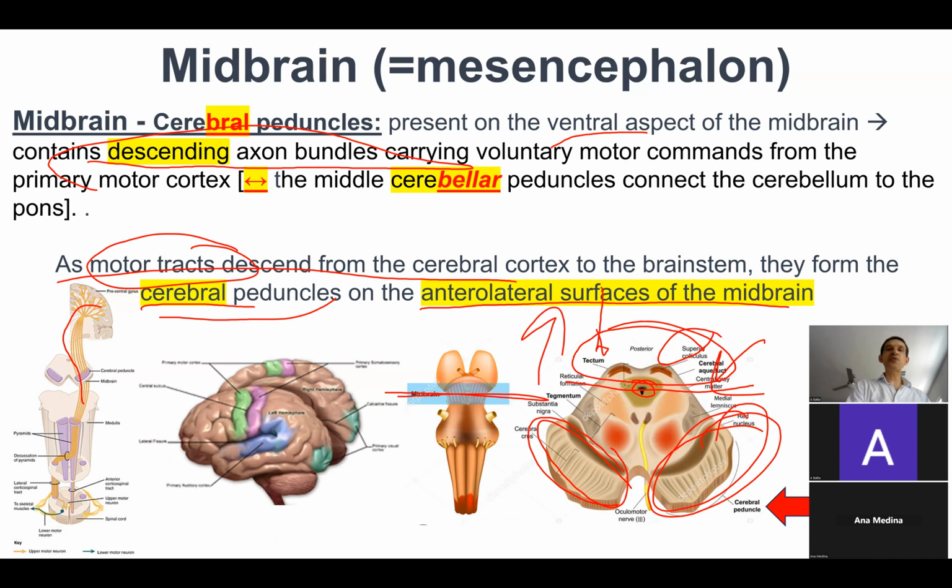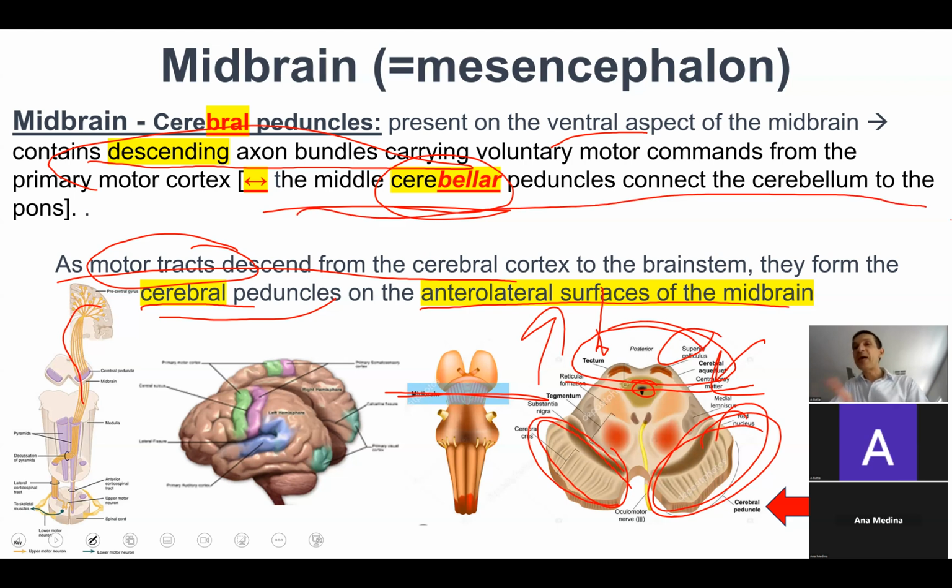Do not confuse it with the middle cerebellar peduncles or superior cerebellar peduncles or inferior cerebellar peduncles. For example, the middle cerebellar peduncle connects the cerebellum to the pons. It's not the same thing. This is your cerebellum, the pons is in front of it, so that's a connection that is different from the cortex, the gray matter, to the spinal cord.